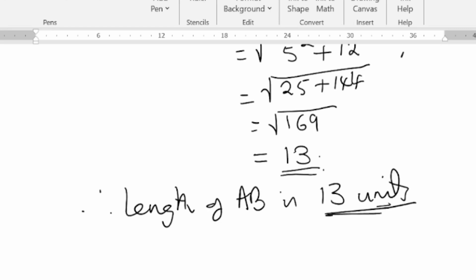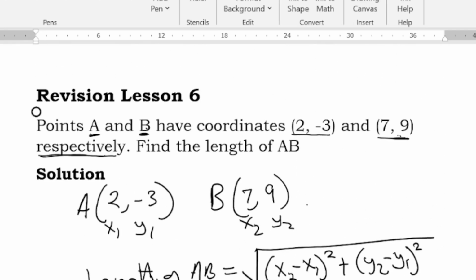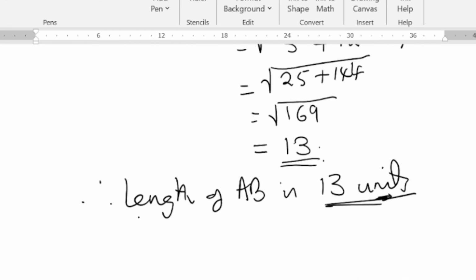Now, notice I've said units. Why? Because if you look at the question, it doesn't state which units are involved. There are no millimeters stated, no centimeters, no kilometers. Since we are talking about length, and length is always measured in units, we include the word units here.